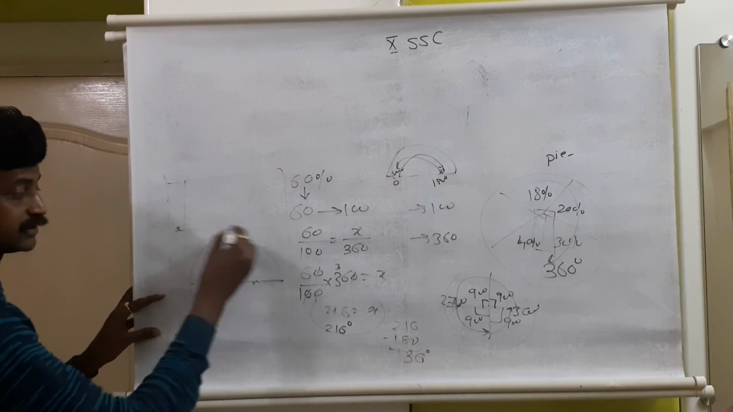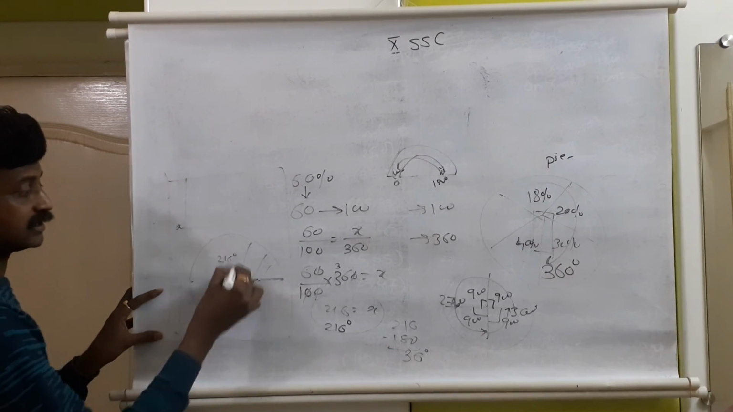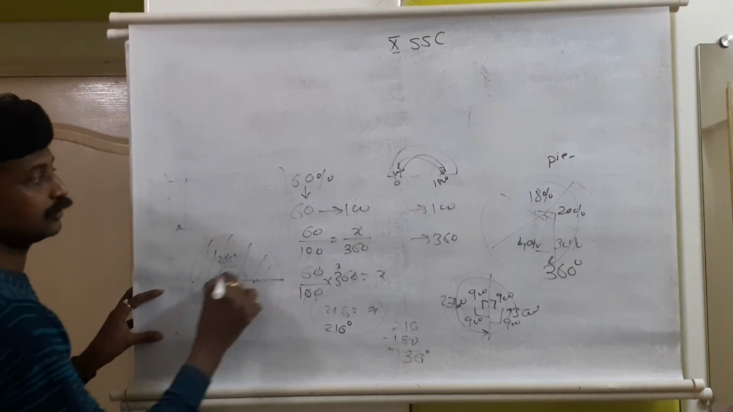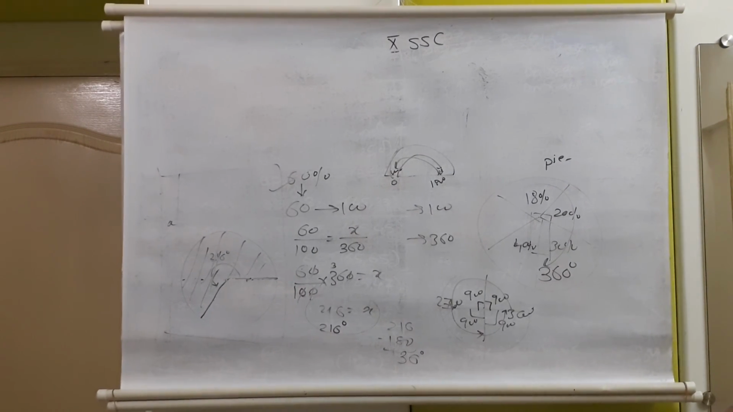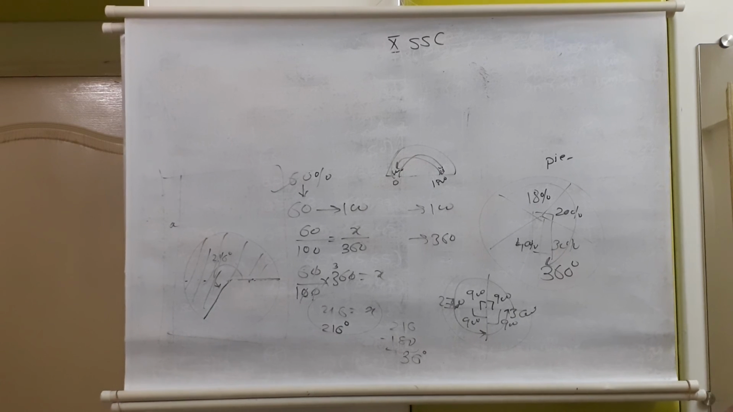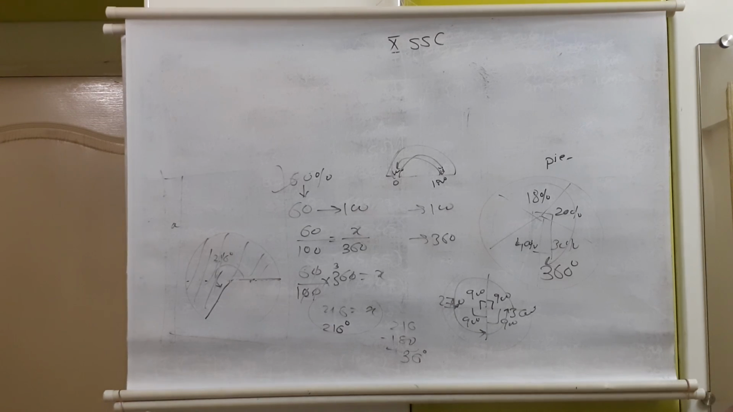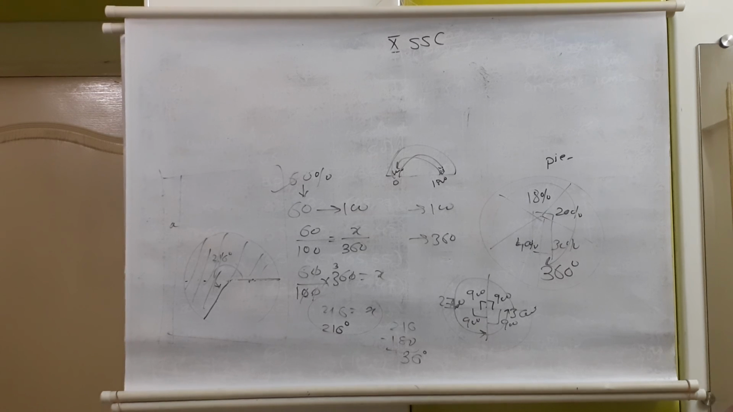So out of 360 degree, 216 degree is the marks scored by that particular child, which is 60% when we consider it out of 100, and that is equal to 216 degree when it is considered out of 360. In this way, in the pie diagram, we can show the particular marking on the circle.